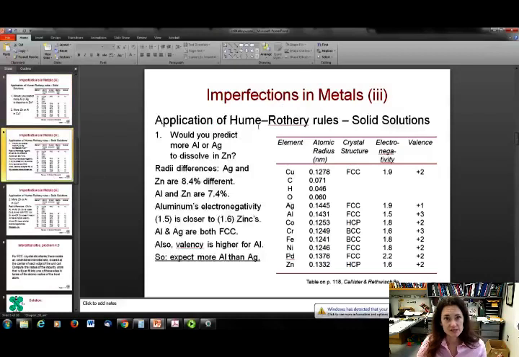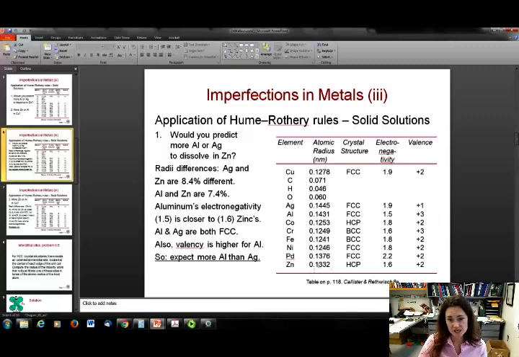So first of all, let's answer question number 1. Would you predict more aluminum or silver to dissolve in the zinc? So if you look at the radii of aluminum and silver, then you see they're given here 0.1445 and 0.1431 nanometers, and then the radius of zinc is 0.1332.